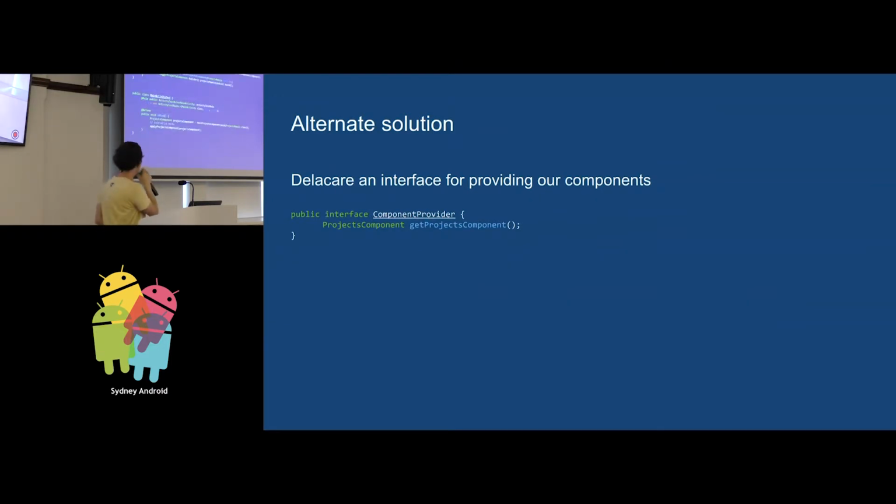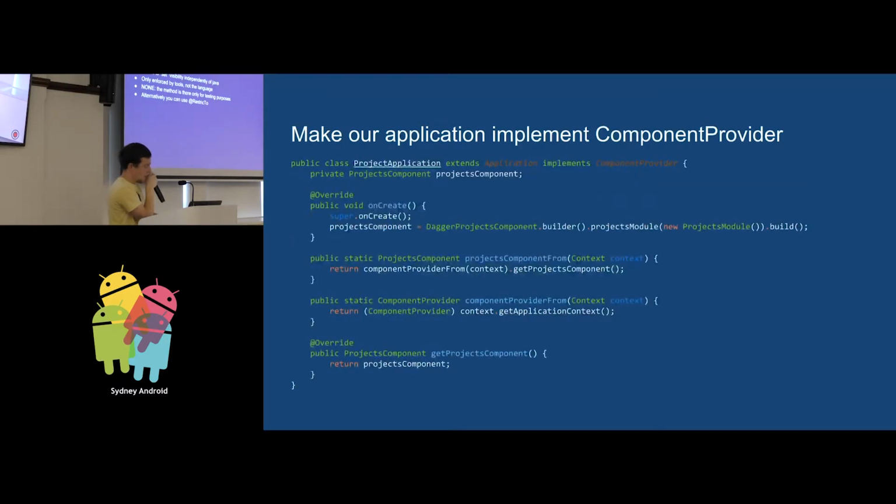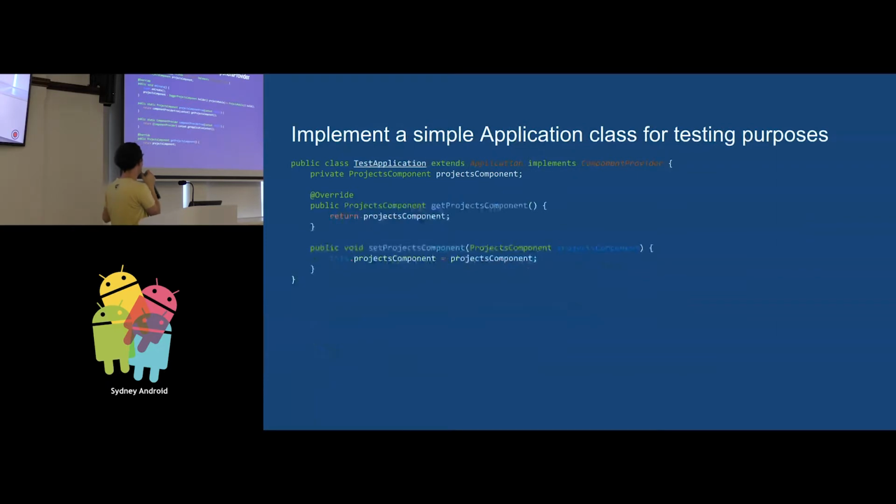So how can we do that? Sorry, this is a small test utility application to set the project component, not really important. Going on. First, let's declare an interface that is our component provider. Very simple, one method, get the component. And let's say our application, just as before, implements this interface, contains the same methods to get a component, but doesn't contain a way to test component.